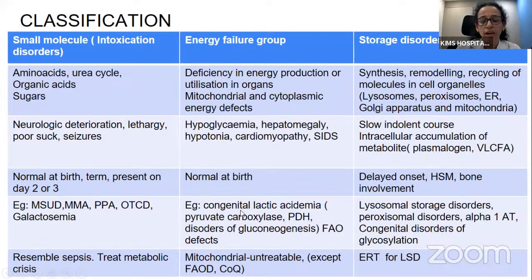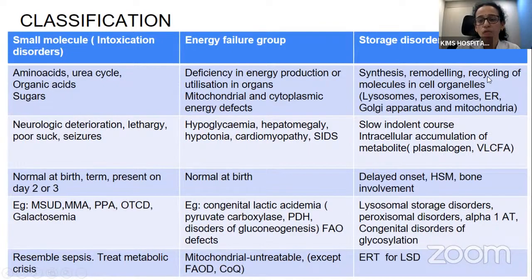Examples for these are congenital lactic acidemias, pyruvate carboxylase deficiency, pyruvate dehydrogenase defects, disorders of gluconeogenesis, and fatty acid oxidation defects. The hypoglycemia will be refractory in these conditions, requiring high GIR and difficult to treat. Mitochondrial disorders are mostly untreatable except for fatty acid oxidation defects, in which we will give carnitine treatment, and coenzyme Q defects.